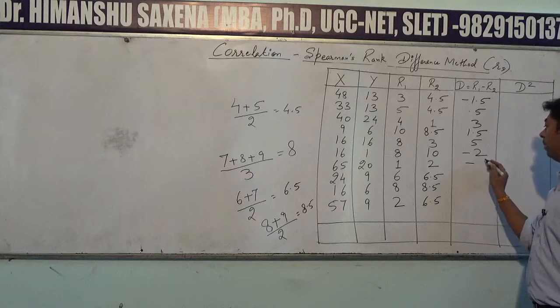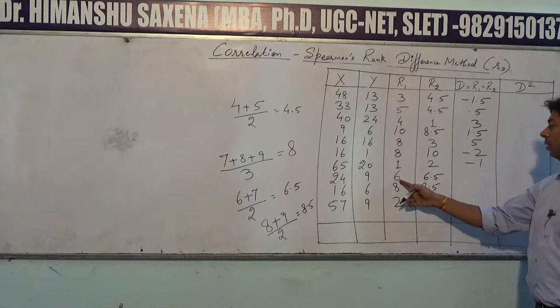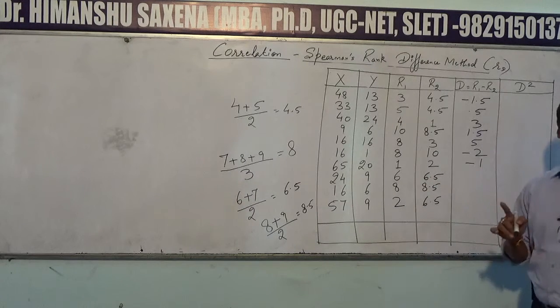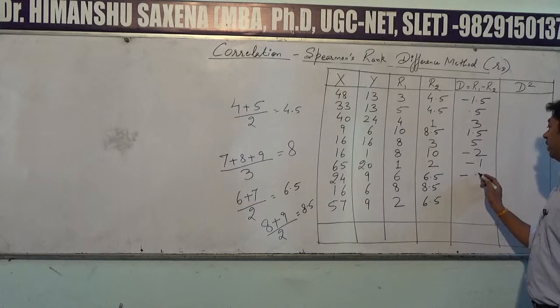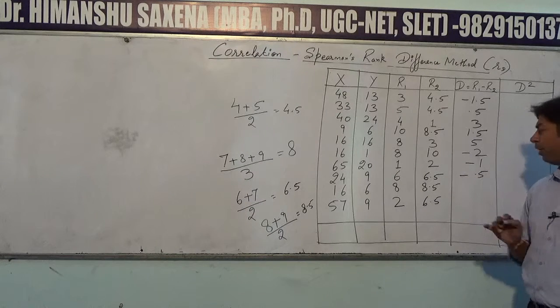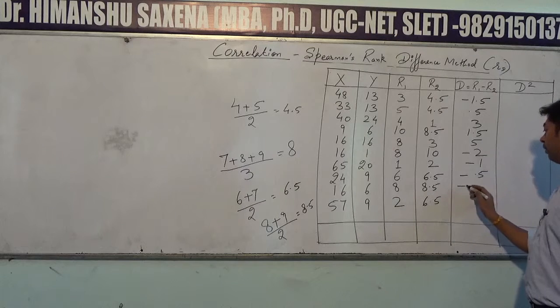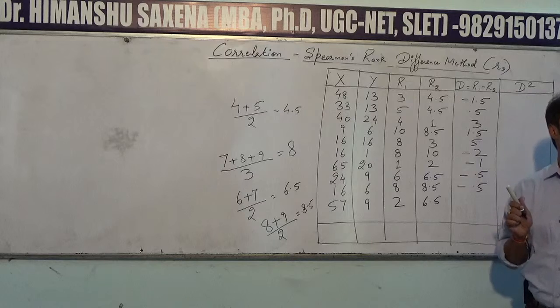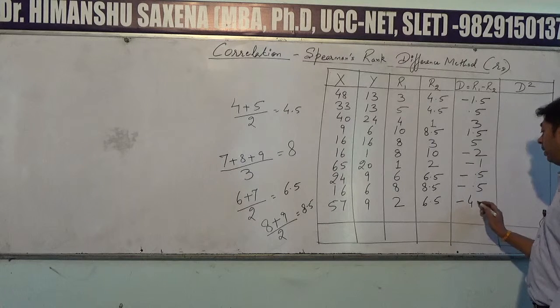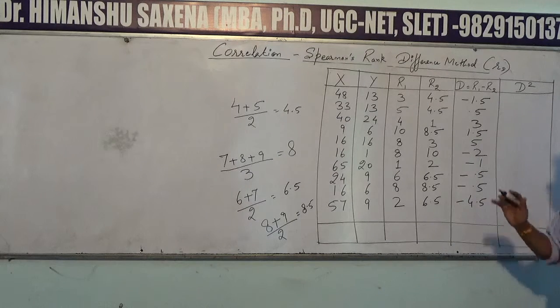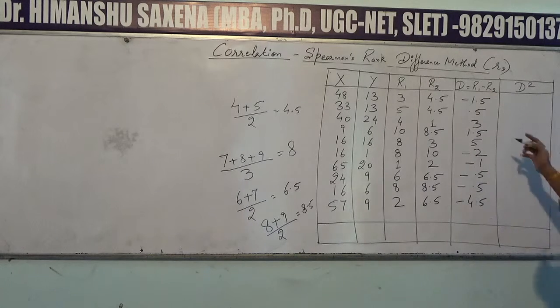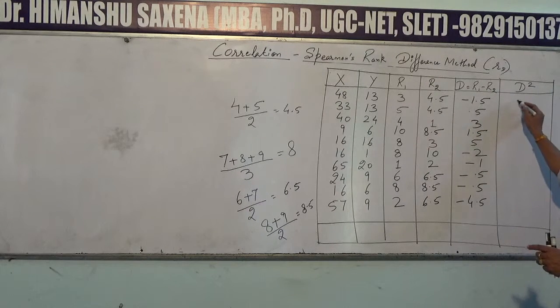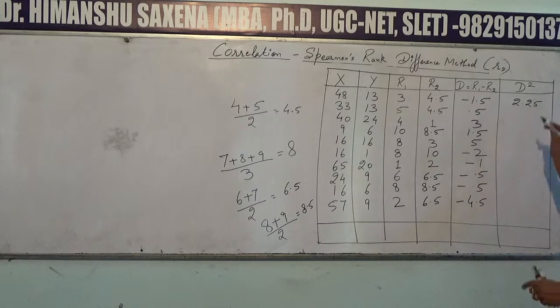1 minus 2 will be minus 1. Then 6 minus 6.5 will be equal to minus 0.5. 8 minus 8.5 will again be equal to minus 0.5. And 2 minus 6.5 will be equal to minus 4.5. Now squaring these values, minus 1.5 square will be equal to 2.25. 0.5 square will be 0.25.